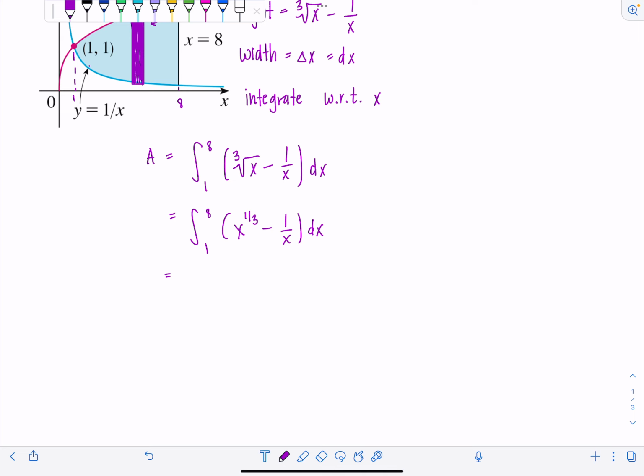Okay, so to anti-differentiate x to the 1/3, you add 1 to the exponent, so that's going to become x to the 4/3. And then you divide by the new exponent. You divide by 4/3. But a cleaner way of thinking of that is you're just going to multiply by the reciprocal of that new exponent. So reciprocal of 4/3 is 3/4 minus, and then antiderivative of 1 over x. This one you just have to memorize. It's natural log of the absolute value of x. And yes, put those absolute value bars on there as long as there's a variable inside, okay? As long as it's still x. And we're going to evaluate this from 1 to 8 now.